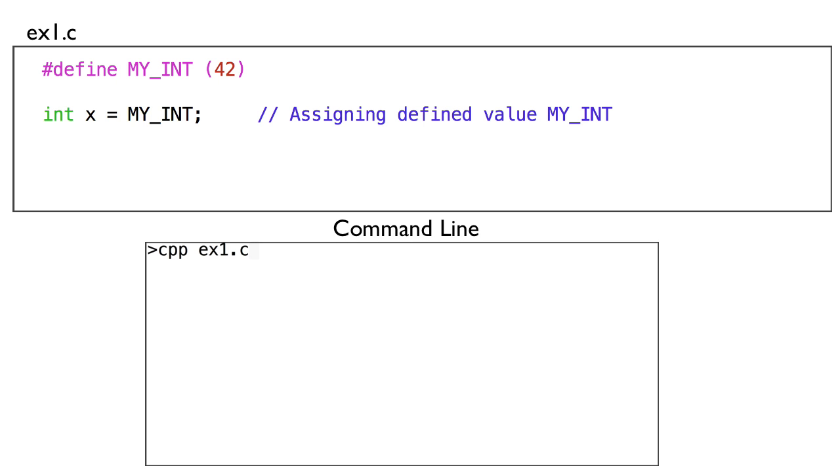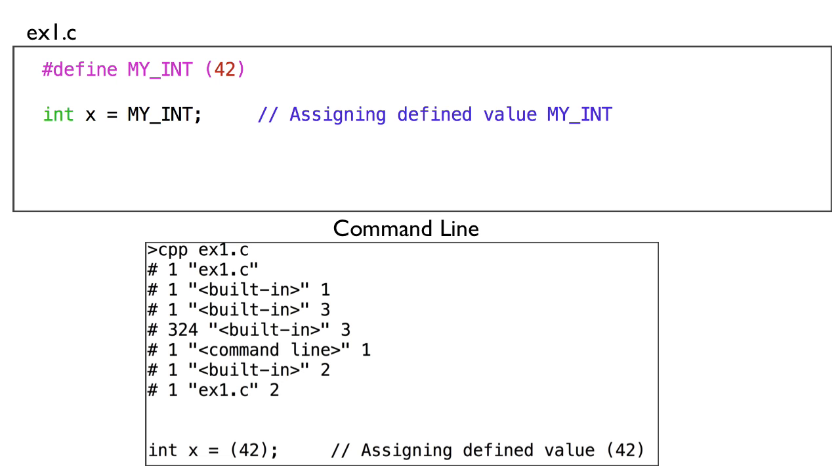This command executes the preprocessor on the file ex1.c. The preprocessor transforms the code by executing all the directives and expanding all the macros. This ultimately creates a stream of tokens that are passed to the compiler's parser.